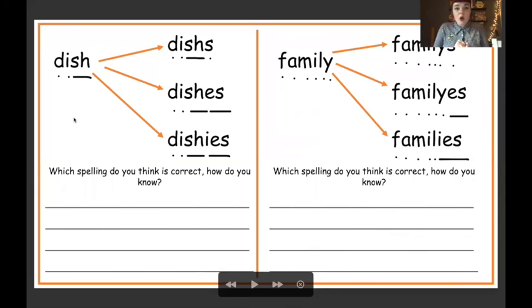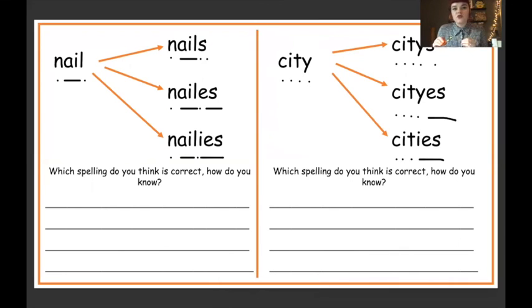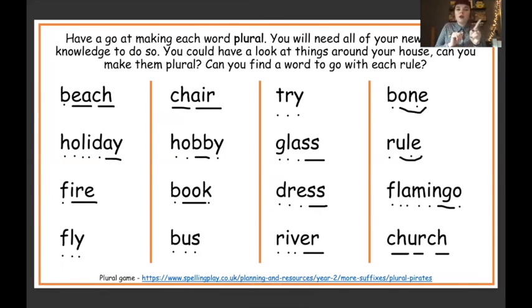Now I'm going to let you get on with a couple on your own. I've given you the word dish and a couple of different ways of making it plural. I've given you family and a couple of different ways of making that plural. I've also given you nail and I've given you city. What I would like you to do is get on with those ones, find out which one is right and whether you can tell me why that's right. Off you go.